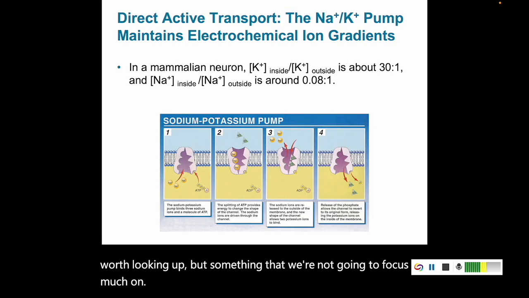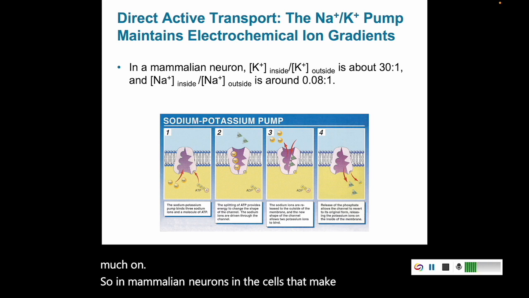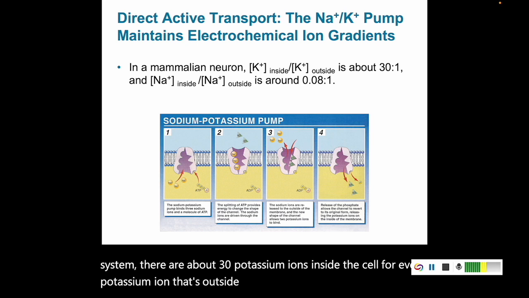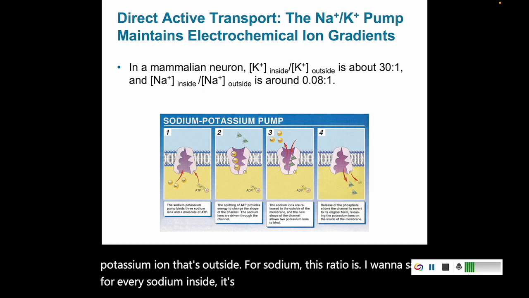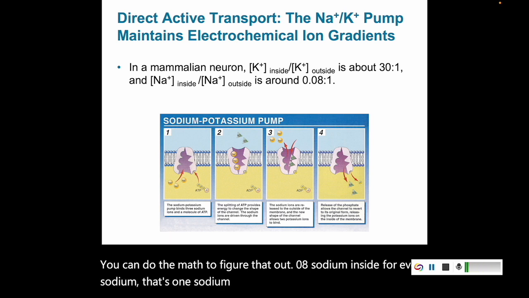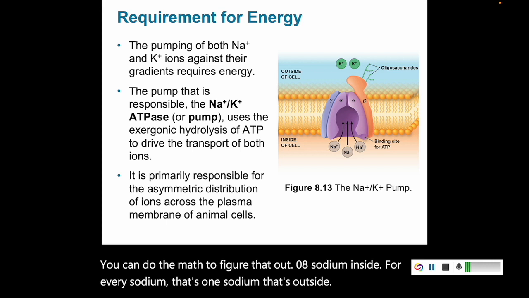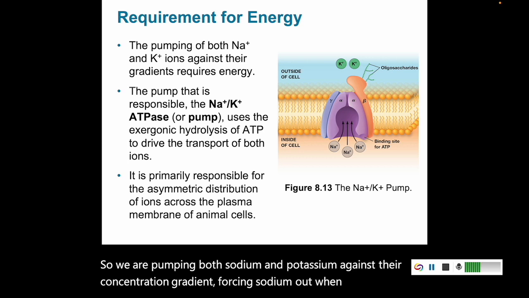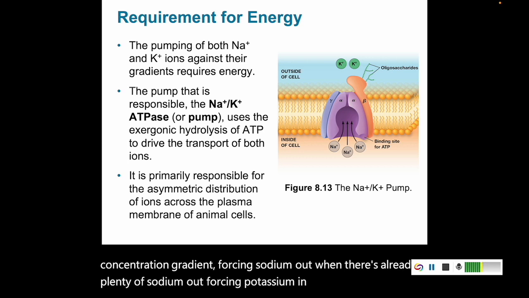So in mammalian neurons, in the cells that make up your nervous system, there are about 30 potassium ions inside the cell for every potassium ion that's outside. For sodium, this ratio is, I want to say, for every sodium inside, it's like 12 outside. You can do the math to figure that out. 0.08 sodium inside for every sodium that's outside. So we are pumping both sodium and potassium against their concentration gradients, forcing sodium out when there's already plenty of sodium out, forcing potassium in when there's already plenty of potassium in.